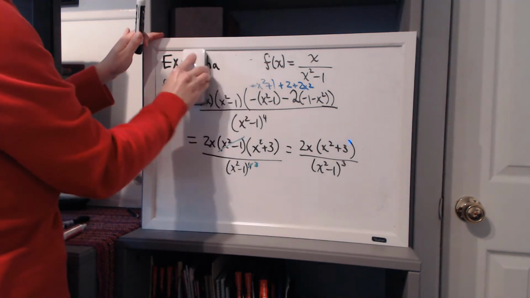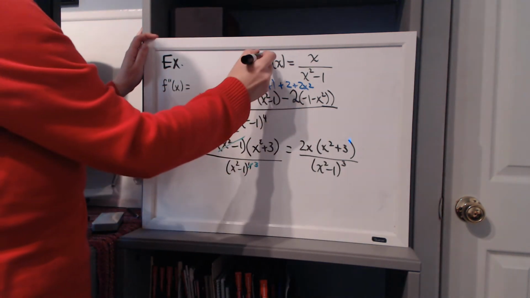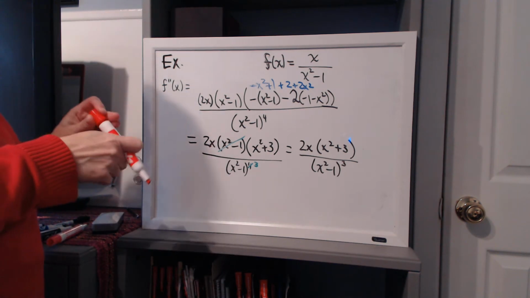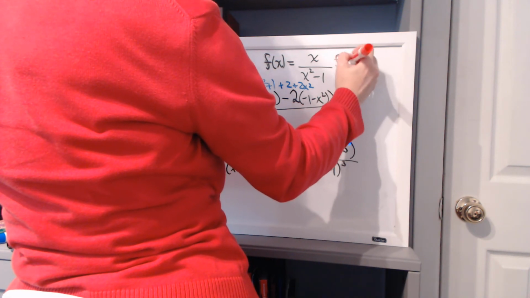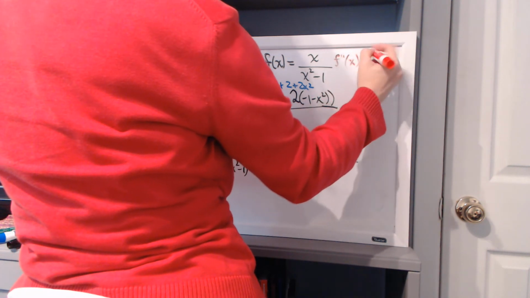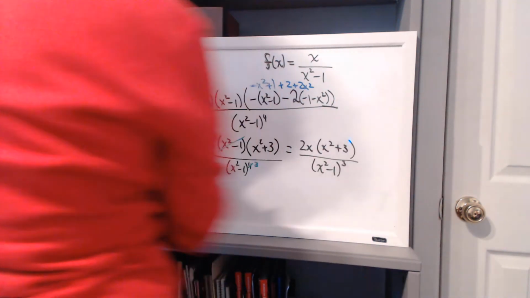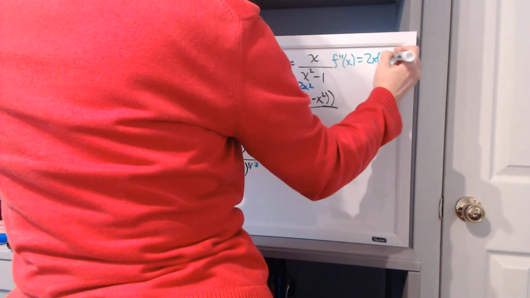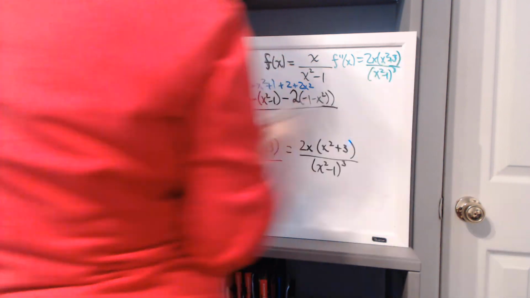This looks kind of confusing now. There's our f of x up there. So here is our second derivative. So here is our f, and now we have our second derivative, which I'm going to write up in the corner, because what we care about is where that does not exist or where it's equal to 0. So f double prime is 2x times x squared plus 3 over x squared minus 1 quantity cubed.